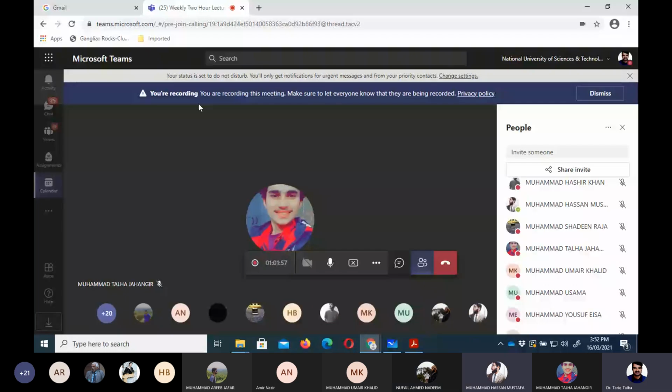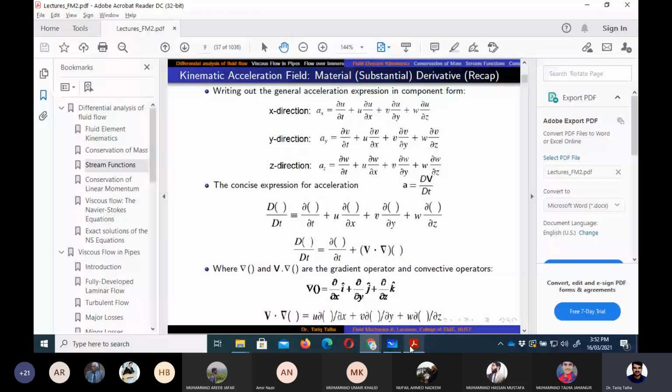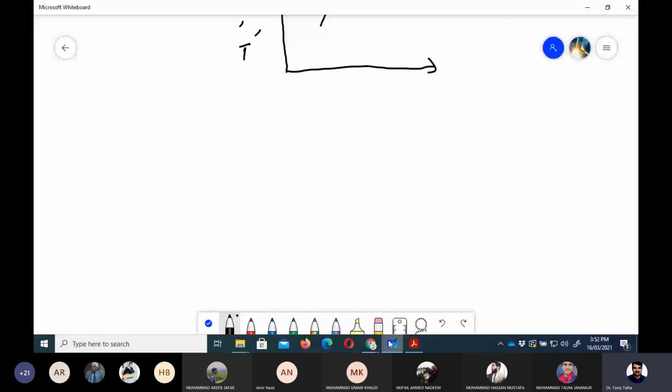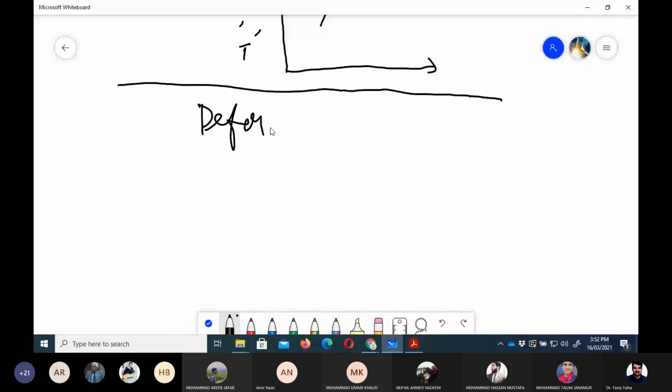Okay, so up till here, it was just a quick recap of FM1. Now we are going to discuss the deformation of a fluid element. That is the first topic of FM2. Deformation of a fluid element or fluid particle.